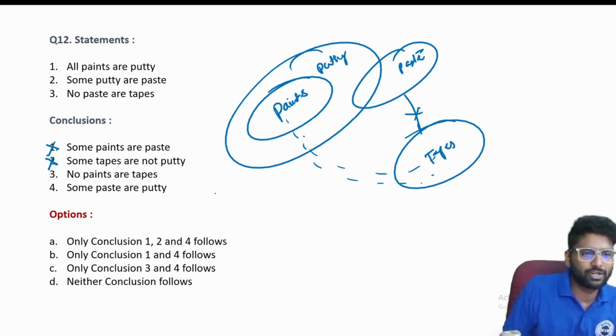No paint is a tape, guys. We can assume that all paint can be a tape. All tape can be paint. So there is a possibility. So "no" is invalid. Last, some paste or putty. Some paste or putty. Yes, we have a direct relation in your diagram.